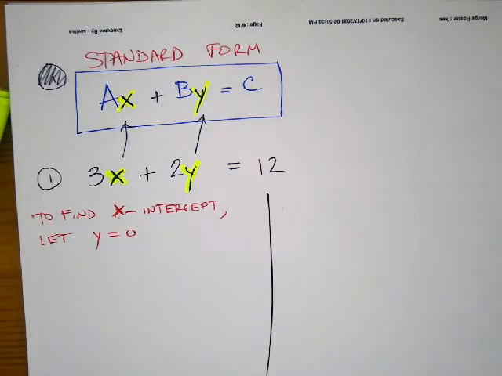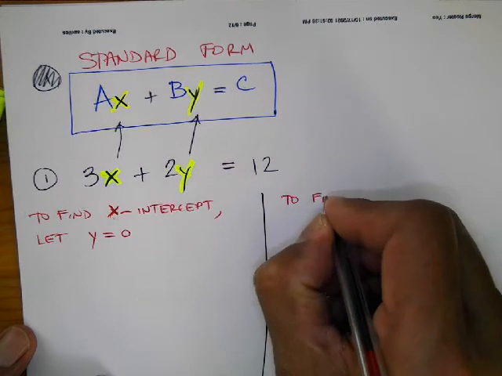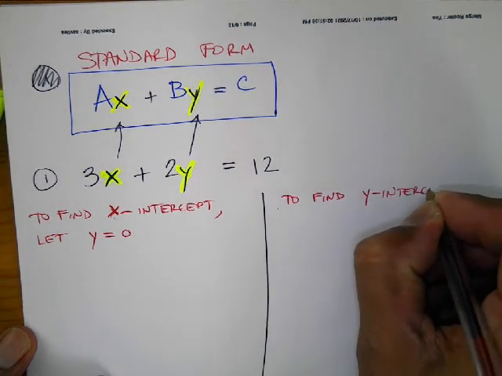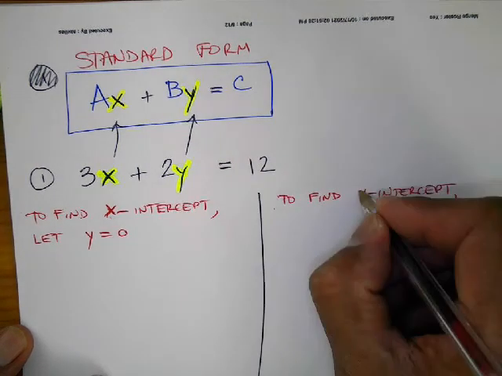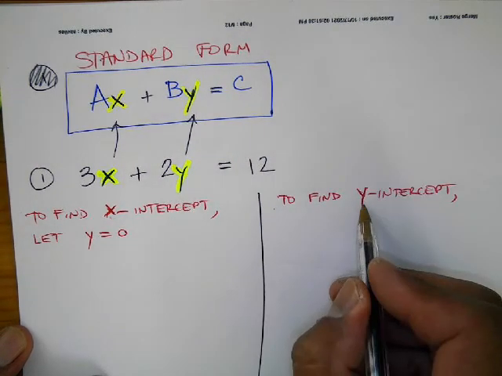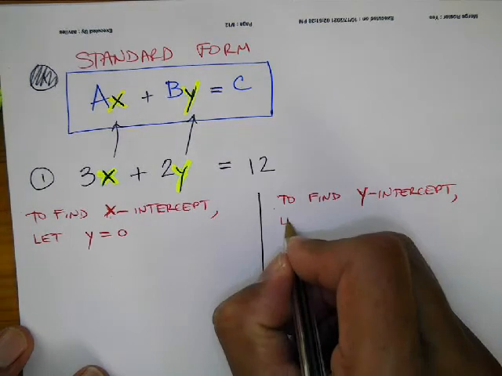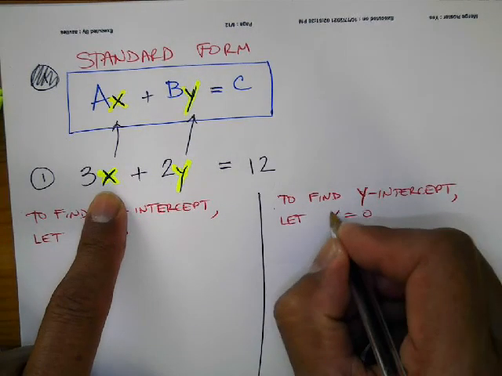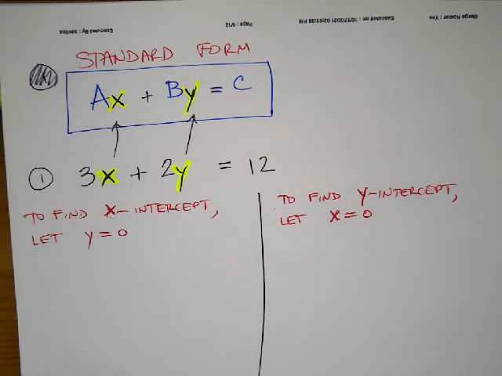Okay, so I'm going to do a little split screen here. And it's actually going to be the same to find the y-intercept. If you want to find the y-intercept, right, this is the one I want to keep. I want to keep the y. If I want to find the y-intercept, you let the other letter, you let what? You let the x equal 0.